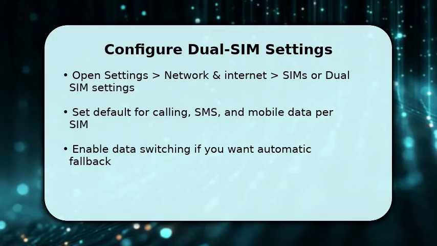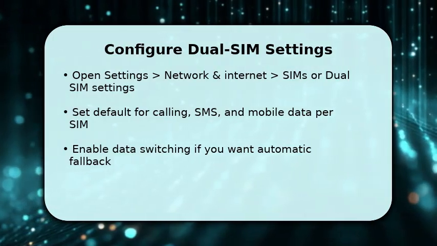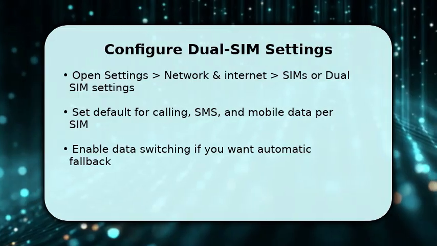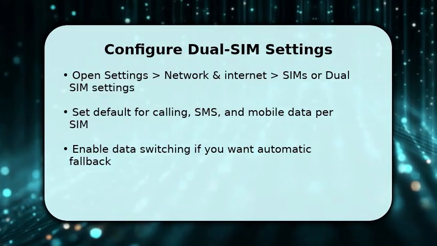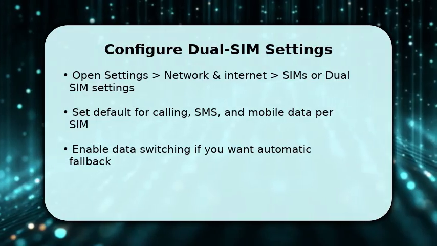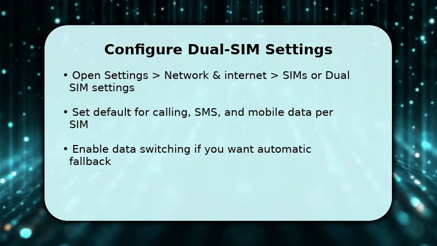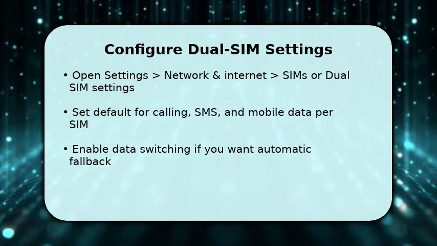If you want automatic resilience, enable data switching so the phone falls back to the other SIM when the primary loses signal. Make sure to label each SIM with carrier names so you don't confuse them during selection. Once configured, test by making a call and using mobile data to confirm behaviors match your choice.